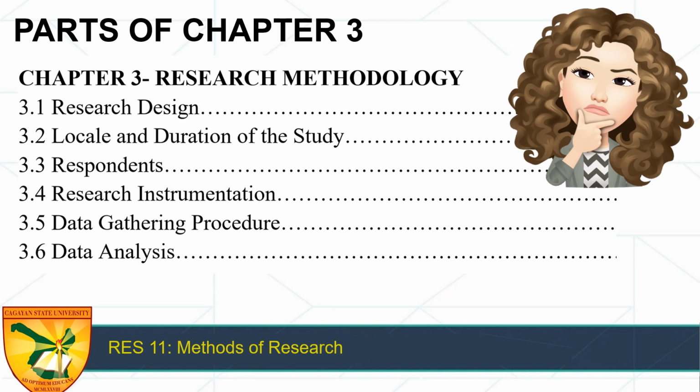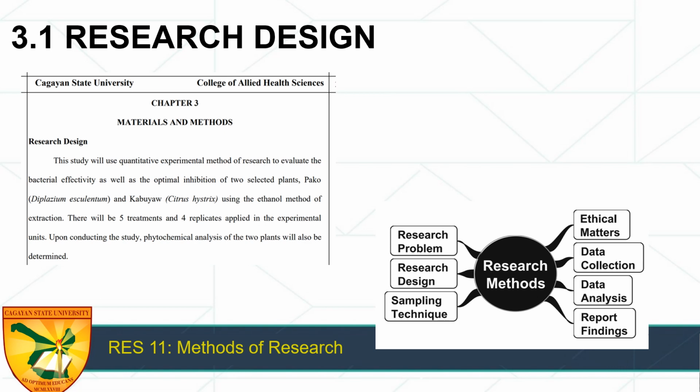So in this unit, you will learn to write the overall of the third chapter, particularly the following parts: the research design, the locale of the study, the respondents, or we will change this to sampling design, your research instrumentation, data gathering procedure, and data analysis. So we start with research design.